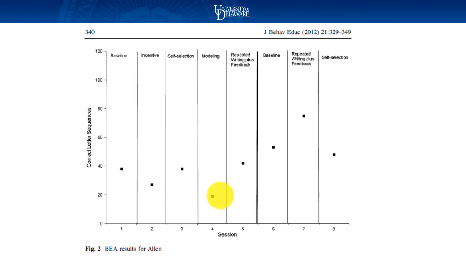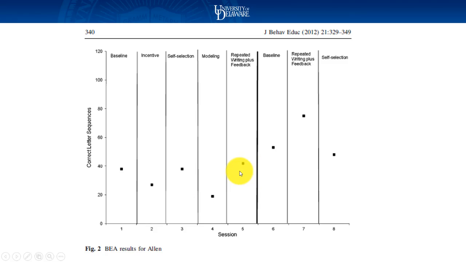Here's another example BEA. Again, we start with baseline performance. They implemented incentive, self-selection, modeling, repeated writing plus feedback, the same interventions for the same hypotheses, but for a different student. This is for a student named Alan. And what we see is that different interventions were successful. The incentive intervention and modeling intervention were less effective than self-selection and the combined repeated writing plus feedback.